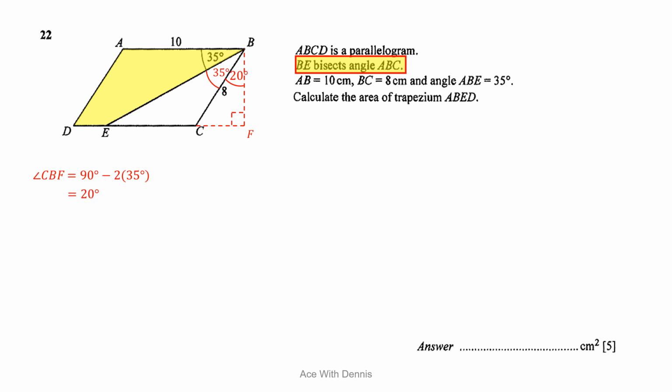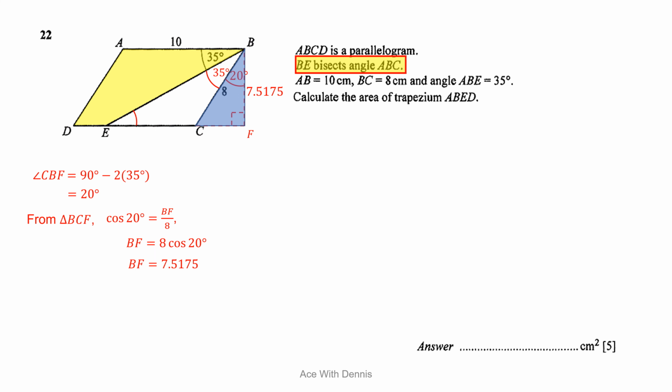Next, I want to find BF because BF is the height of the trapezium ABED. So to find the height BF, we look at this triangle. From triangle BCF, cosine 20 degrees equals BF over 8. Hence, BF equals 8 cosine 20 degrees, which gives us 7.5175 cm.